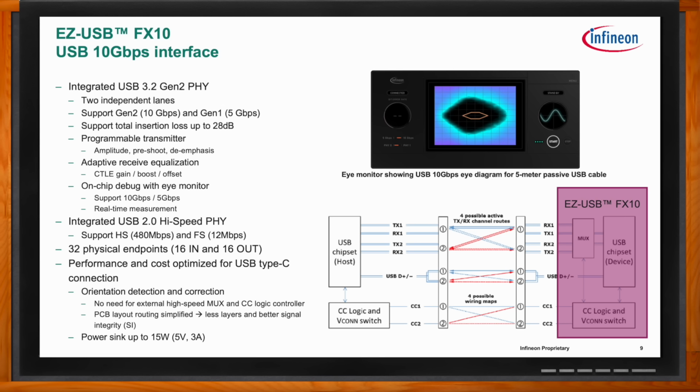The FX10 doesn't support power delivery. By pulling down both CC lines for the Type-C connection, you can get up to 3 amps of power at 5 volts. That's a total of 15 watts of power for a USB device.